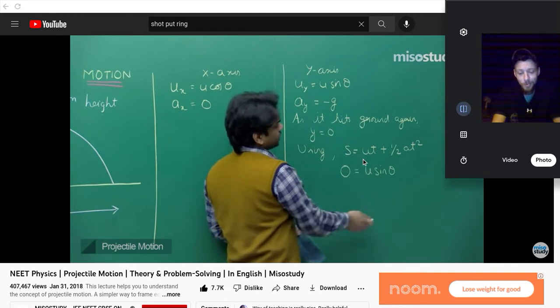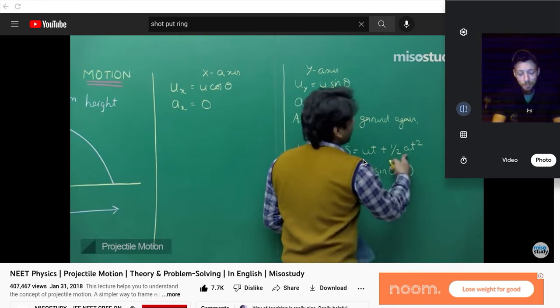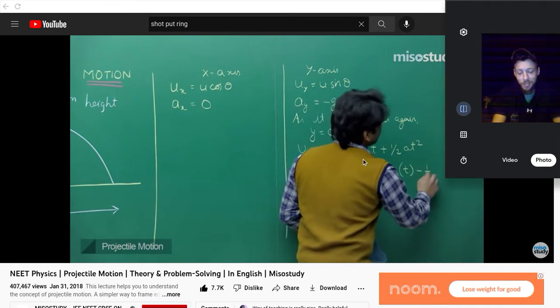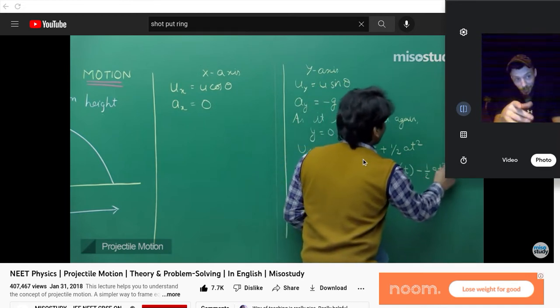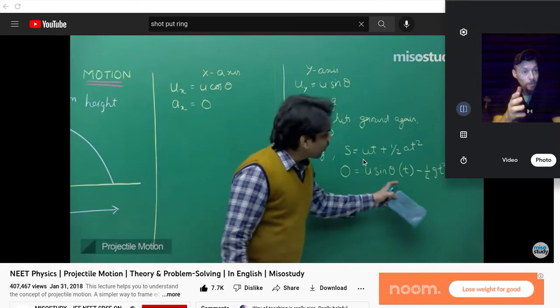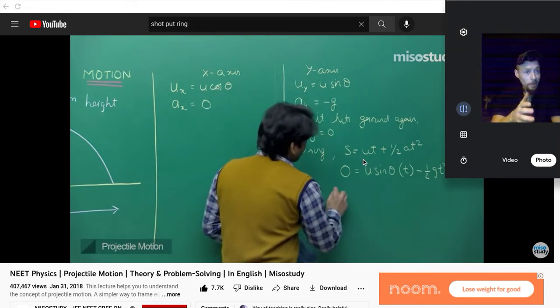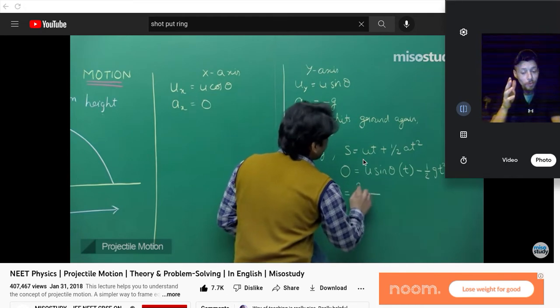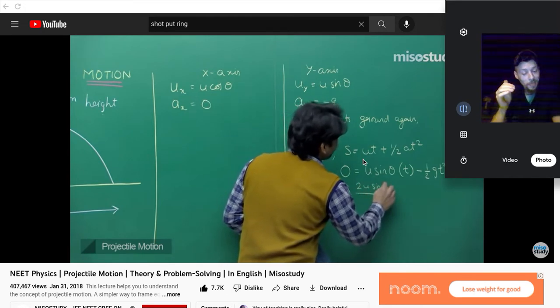So S equals u sin theta into t, and the value of acceleration is minus g. So I'm putting this as S equals u sin theta t minus half g t squared. You can see that t will be cancelled out. So either t will be 0 or t will come out to be 2u sin theta by g.